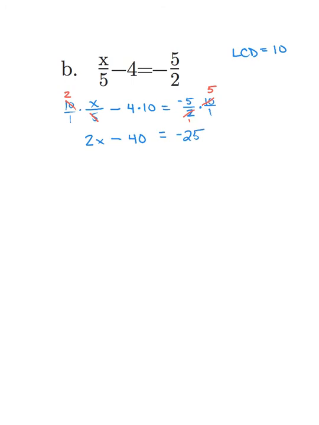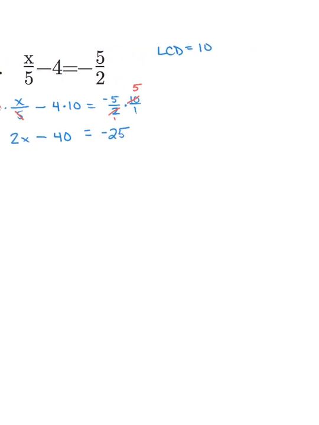Now, before we continue solving this, I do want to go ahead and show you the second method in order to set up this problem. So we have our original problem, x over 5 minus 4 equals negative 5 over 2. So in order to rewrite with a denominator of 10, the first fraction I need to multiply the bottom by 2 and the top by 2.